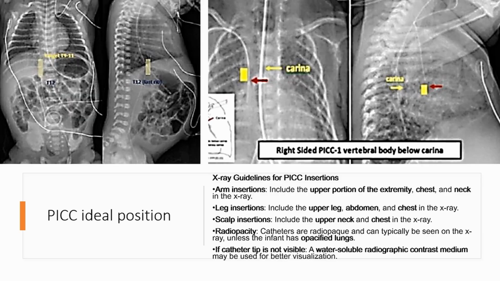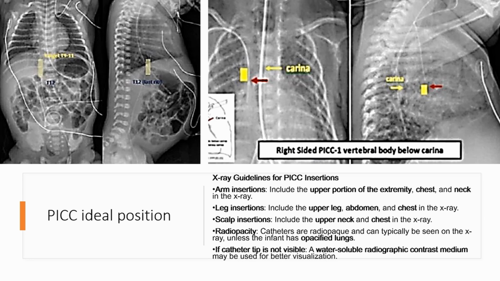X-ray guidelines for PICC insertions. Arm insertions include the upper portion of the extremity, chest, and neck in the X-ray. Leg insertions include the upper leg, abdomen, and chest in the X-ray. Scalp insertions include the upper neck and chest in the X-ray.